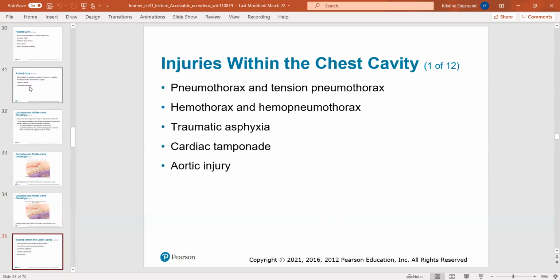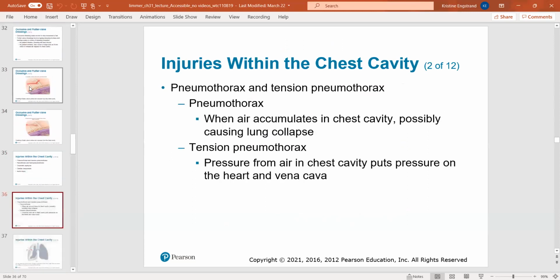So a pneumothorax, we're going to talk about terms now. Within the chest cavity, what does it mean when I say pneumothorax, tension pneumothorax, hemothorax, hemopneumothorax? We're going to talk about traumatic asphyxia, cardiac tamponade, and aortic injury. These are internal injuries, so we need to look at signs and symptoms to see if these are present. A pneumothorax is when air accumulates in the chest cavity to the extent that there's no more room, and it can cause the lung to collapse.